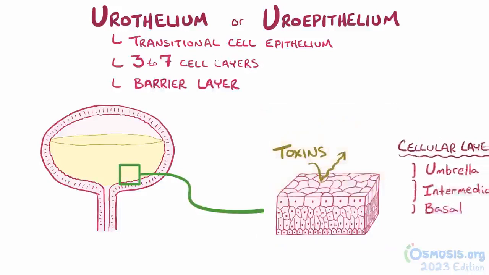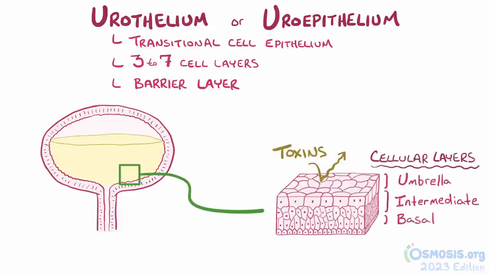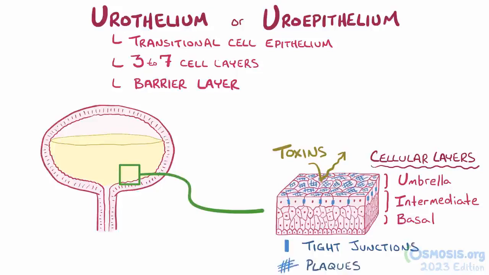That barrier function is largely accomplished by large umbrella cells that line the inner or luminal surface of the urothelium, and are held together by high-resistance tight junctions, and are lined with a unique protein-lipid complex, called a plaque, along their apical membrane.